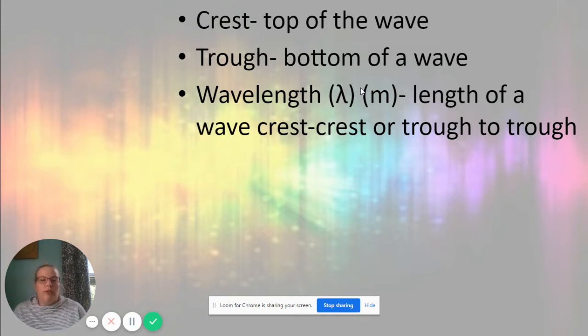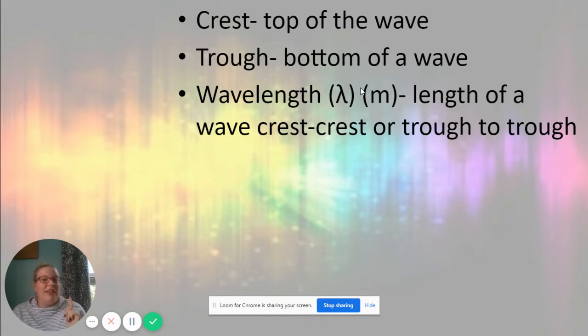When you measure the wavelength, you measure it from one point on the wave to the exact identical point on the wave. So if this is the crest, you go down one full cycle of the wave. The length of the wave is the distance from the highest point of one wave to the next highest point on the next wave. So that's the wavelength. When we do calculations, it should always be in meters.